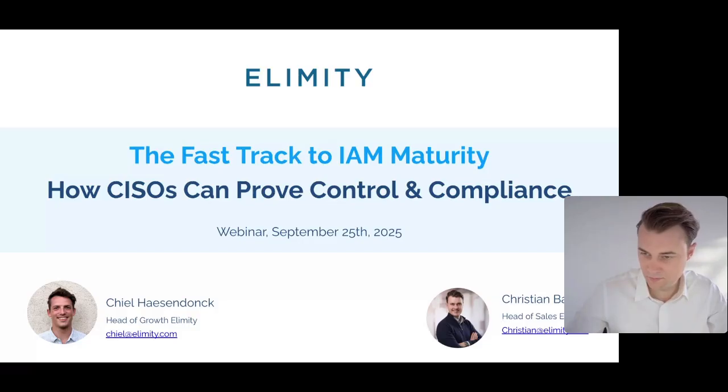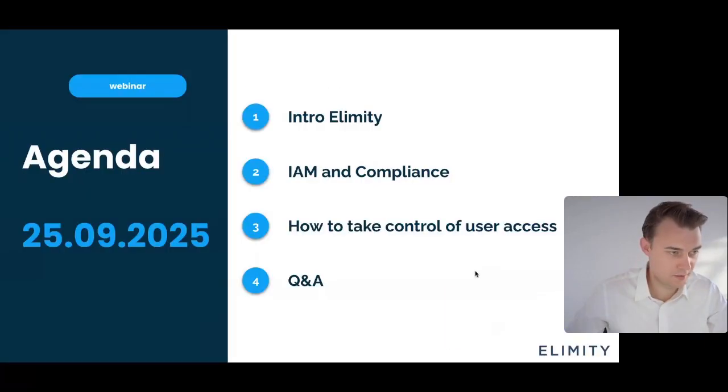So first things first, there will be a very short introduction of Elimity. We have quite some new faces today as well, so companies that haven't heard probably of Elimity. So we will start with a quick introduction, and then afterwards, the title of the webinar is indeed a fast track to compliance and control of your users and accesses. So we'll dive into identity and access management and what it means to be compliant. And then we're thinking of the ISO certifications, but also the NIS2 and much more. And then afterwards, we will be sharing a bit of best practices. We will be sharing how you can take control of user access within days.